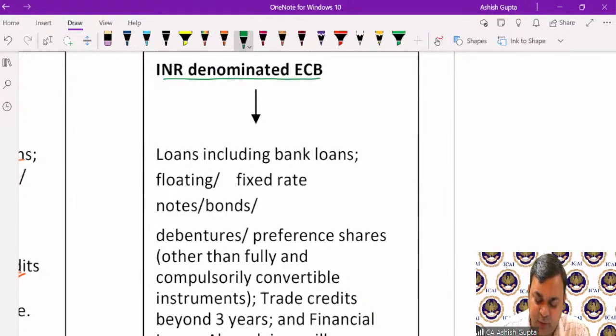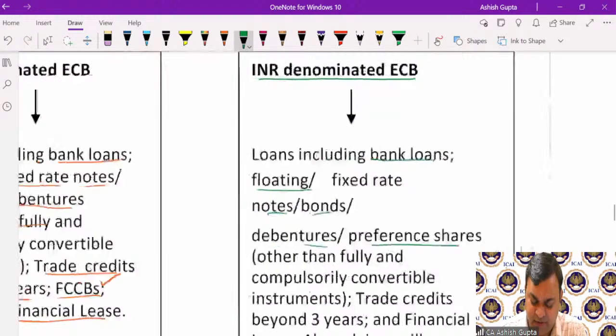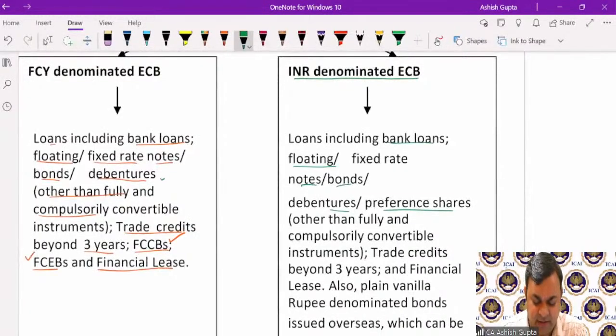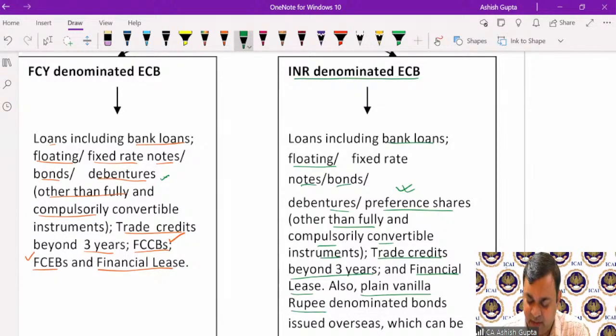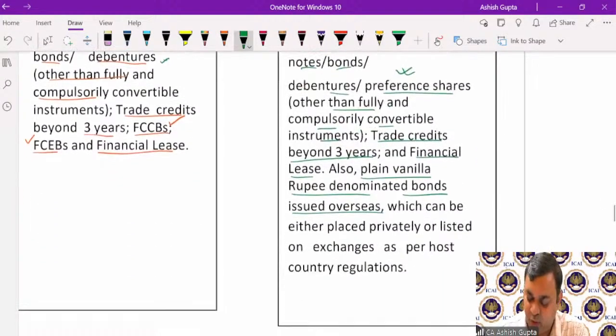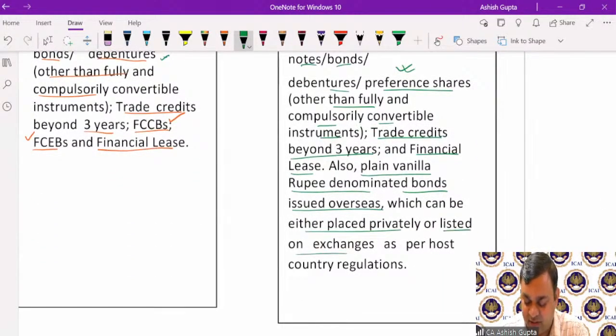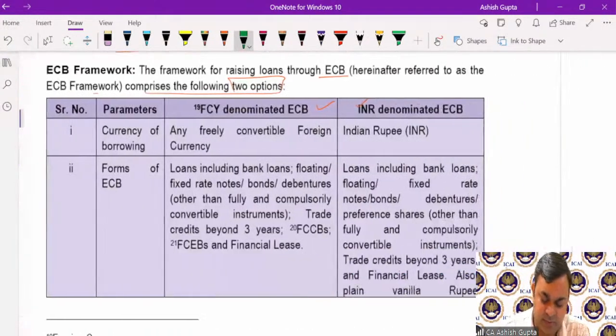INR denominated ECB: loan, including bank loan, same point, floating or fixed rate note, bond, debenture, preference shares. In case of FCY, there is no concept of preference shares, but if you are going to take ECB in INR format, then they can also make investment in preference shares, other than fully or compulsory convertible instrument, trade credits beyond 3 years, financial lease, also plain vanilla rupee denominated bonds issued overseas, which can be either privately placed or listed on exchange as per the host country regulation, meaning foreign country regulation.